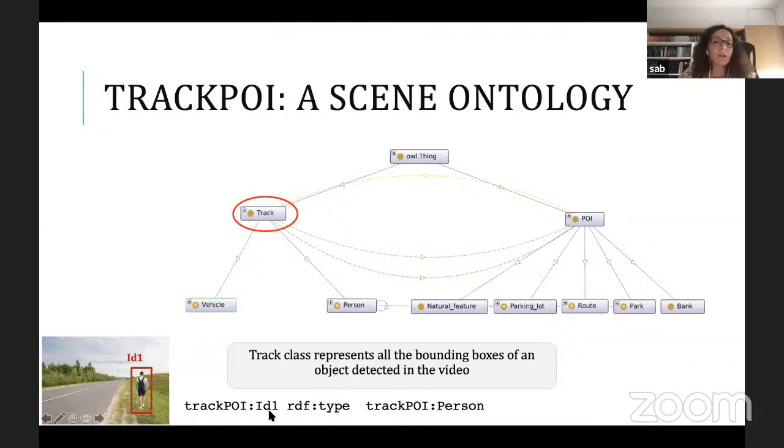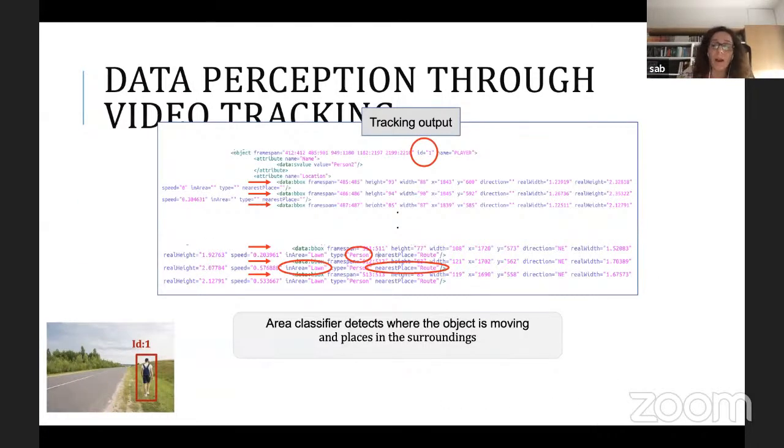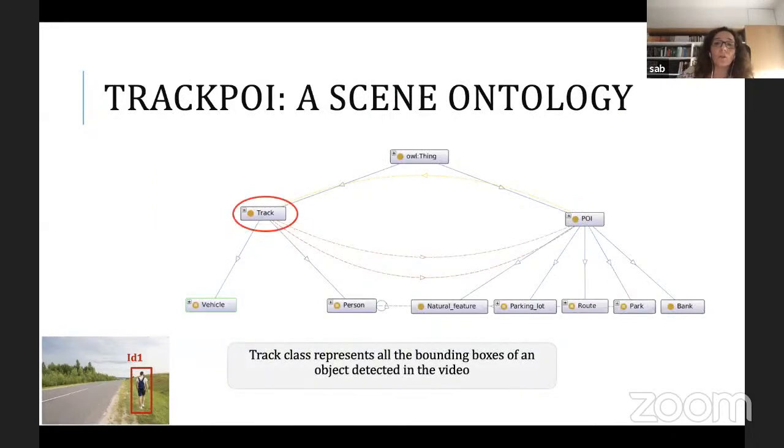So in this case, we can also say, for instance, track poi ID, RDF type, track poi track, because track is a superclass of person. So this is the first example of coding the information from this file into a semantic ontology based assertion. We need the ontology in order to give meaning, to give semantics to the individuals from the scene.